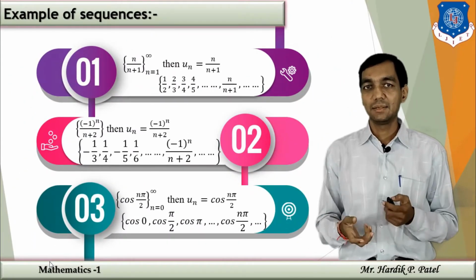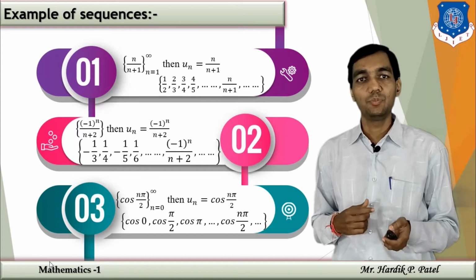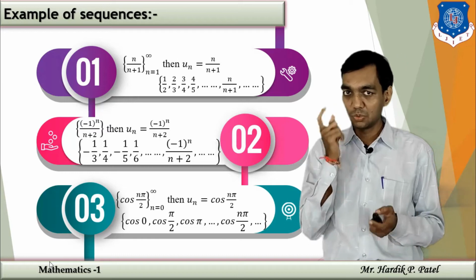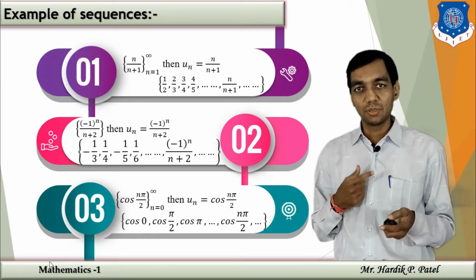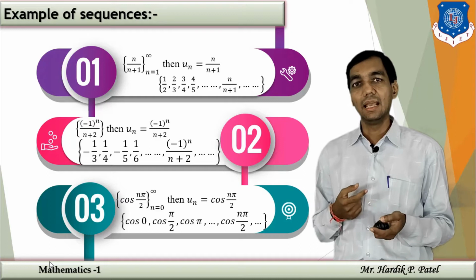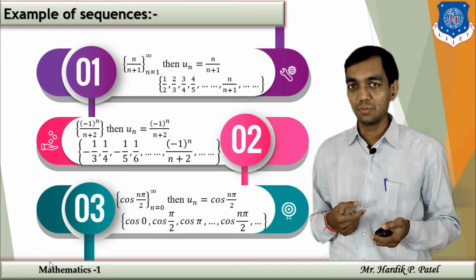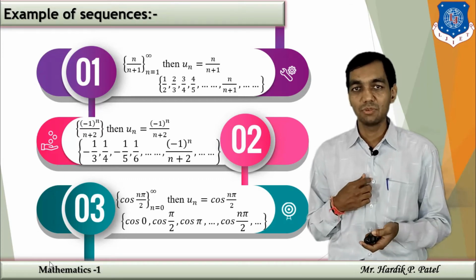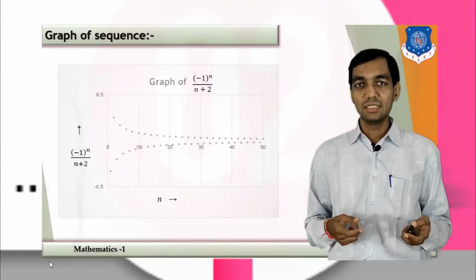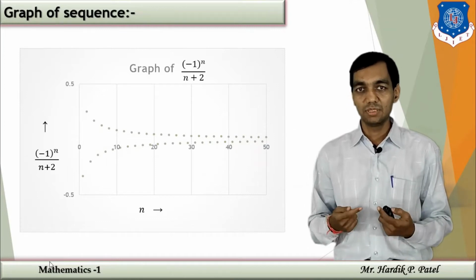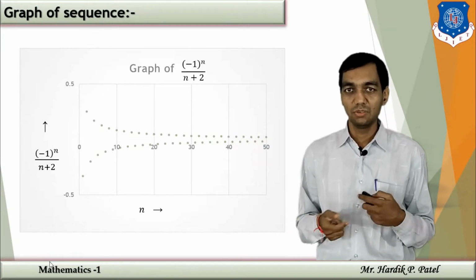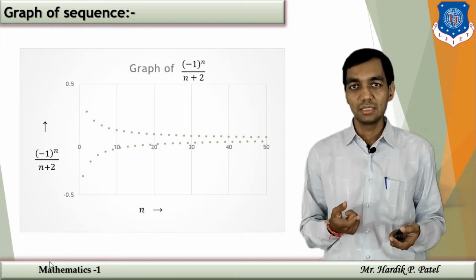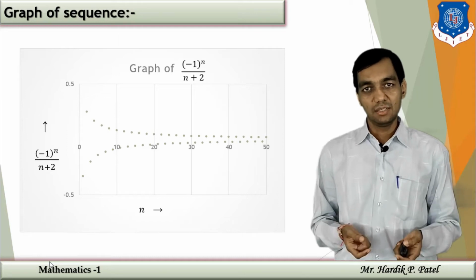In the same manner, the second example is minus 1 raised to n upon n plus 2. Again un is minus 1 raised to n upon n plus 2, where if you substitute the value of n, then n equal to 1 gives minus 1 by 3, n equal to 2 gives 1 by 4, n equal to 3 gives minus 1 by 5 and so on. Here you can see that your sequence has an alternating sign. First term is negative, second is positive, third is negative, and it continues in this manner. So this type of sequence is called an alternating sequence.